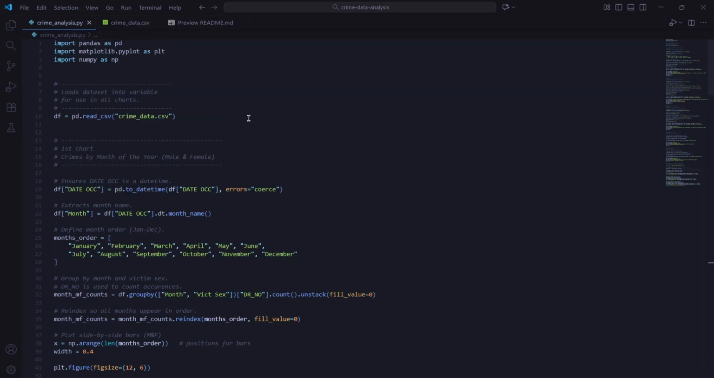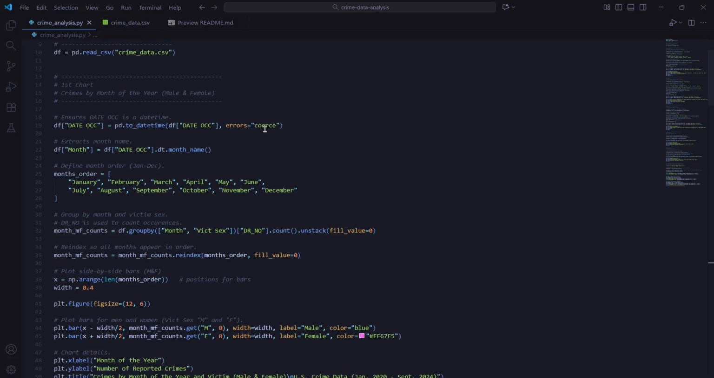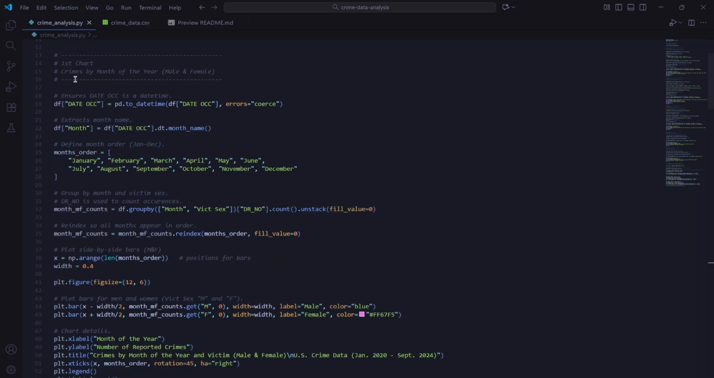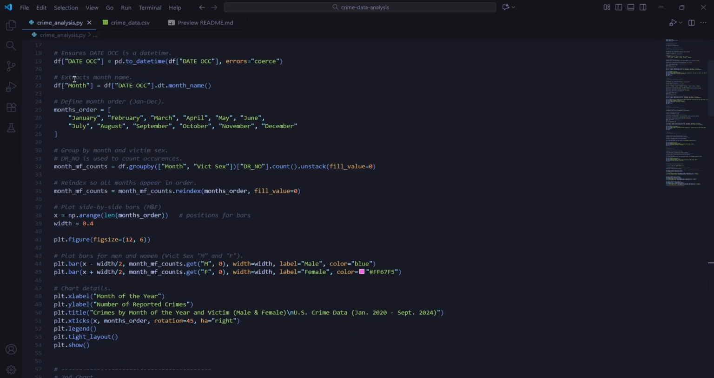So this program is split up into 6 different parts. So 5 of those parts are cleaning and manipulating data, and then displaying a chart that lets you see these descriptive statistics. And then the last part of this program is a small summary of the most important things to remember from this. So the first chart is crimes by month of the year, and that's split up into male and female.